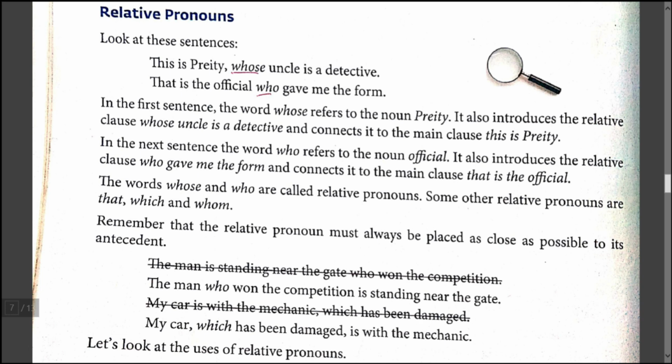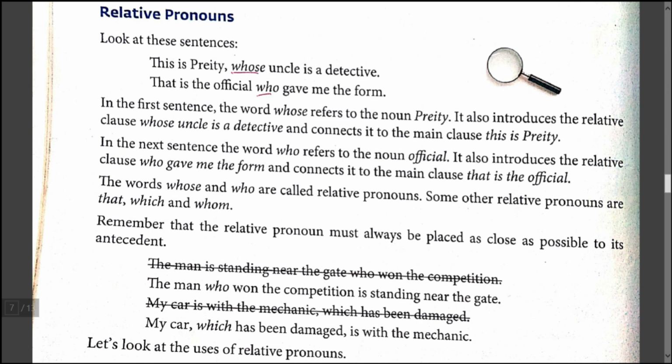So here I am reading the sentence. This is particular. Right now we are doing pronouns, so don't get confused. We have to see only the pronouns. What will be in the exam? The question is going to come: That is the official who gave me the form. In the exam, how will it come? That is the official, dash, who gave me the form.